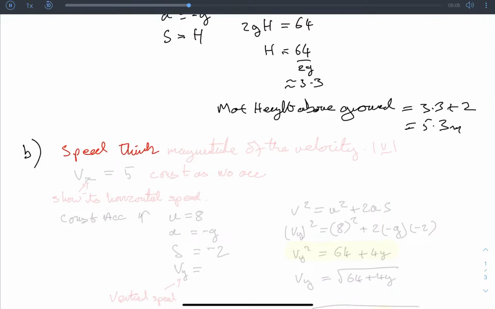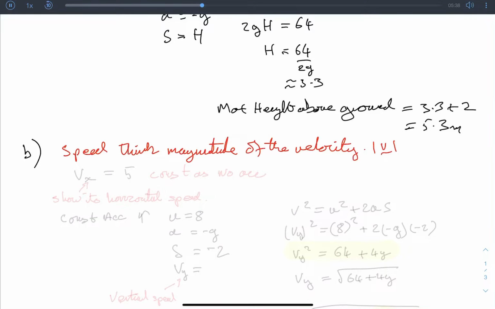Think, sorry, techno problems again, think magnitude of the velocity, which we usually write as something like that, yeah? But the modulus sign to show me it's the magnitude. So we've got to work out the horizontal and the vertical component when it hits the ground.